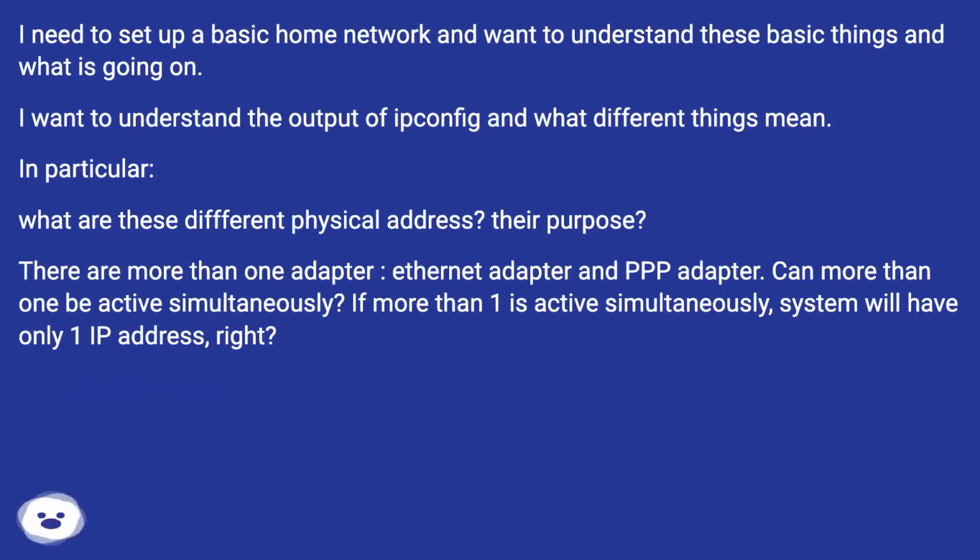I need to set up a basic home network and want to understand these basic things and what is going on. I want to understand the output of the ipconfig and what different things mean. In particular, what are these different physical addresses? Their purpose? There are more than one adapter, Ethernet adapter and PPP adapter. Can more than one be active simultaneously? If more than one is active simultaneously, system will have only one IP address, right?